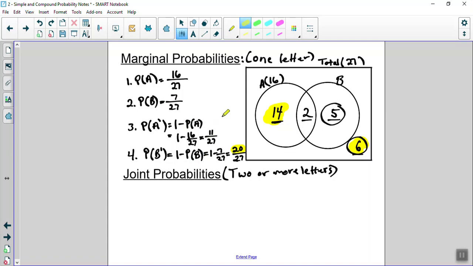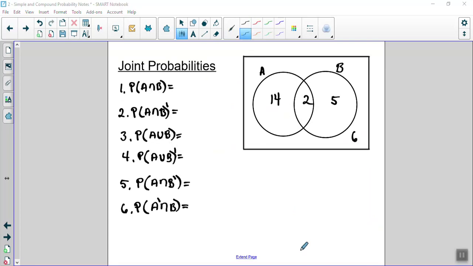Now this marginal probabilities thing, that word is going to make so much more sense when we run into tables in the next couple of days. Okay, the next thing that you need to know is that joint probabilities is where we have 2 or more letters. So I'm going to write a few examples down, and then we're going to walk through them together. Okay, so here's a new page based on our joint probabilities. Joint means that it is still just one event, okay, but I have 2 characteristics that I'm looking for.